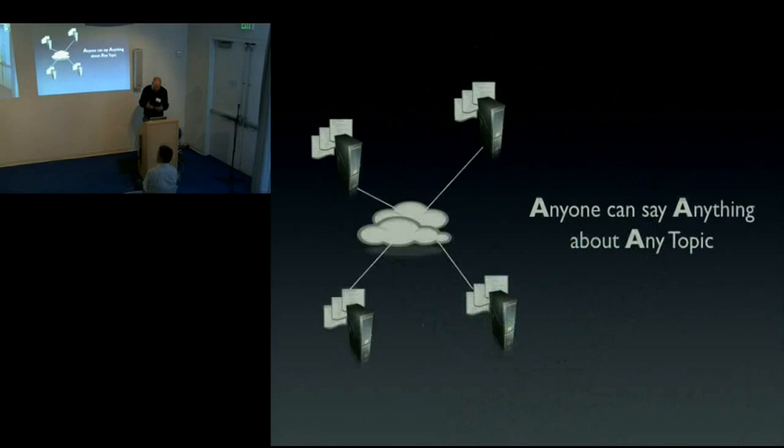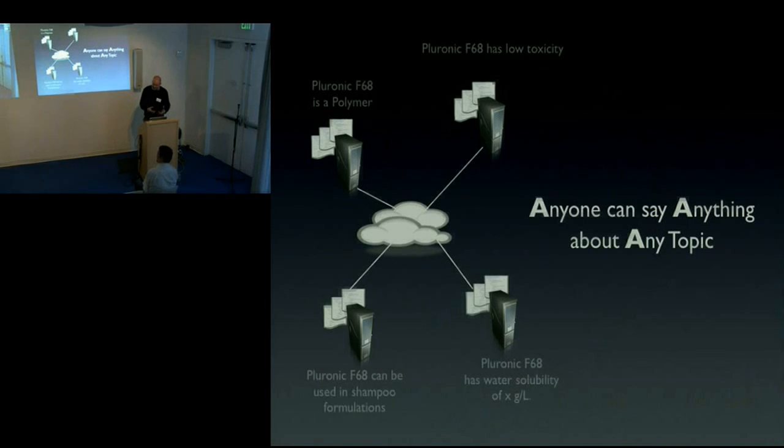On the World Wide Web, what you have is a situation whereby basically anybody can say anything about any topic. And what that means is that data can be in different documents, in different locations, on different servers. But it's all data that may or may not pertain to one single resource. In this case, we're using a polymer as an example.